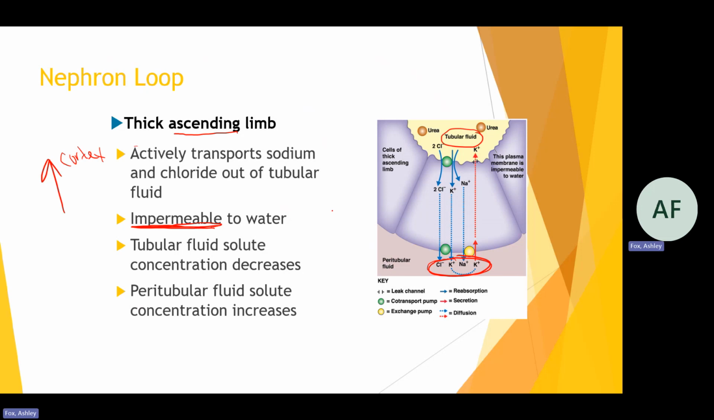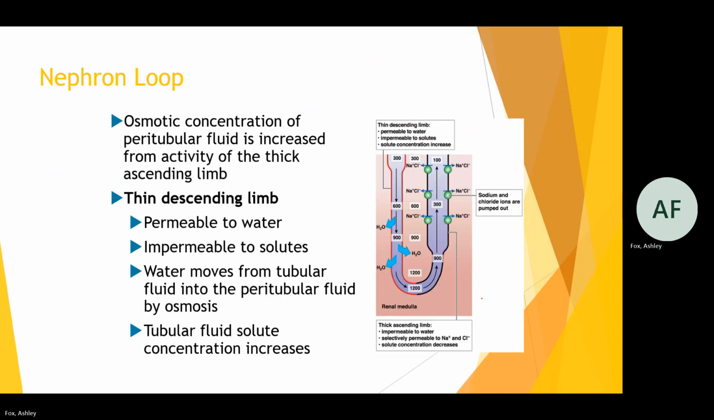So you're decreasing the tubular fluid solute concentration, but you're increasing the peritubular fluid concentration, because this is going to create an osmotic gradient. So water is going to want to leave the descending limb. So again, the osmotic concentration of the peritubular fluid is increased because of the ascending limb. And so now we're in the descending limb. So we kind of got the opposite.